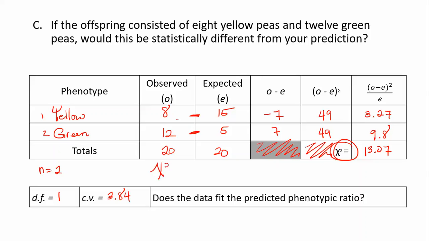So our chi-squared value of 13.07 is greater than our critical value of 3.84. That means that we would reject our null hypothesis, because this inheritance pattern does not match our predicted phenotypic ratio.